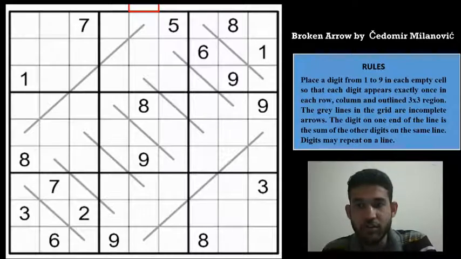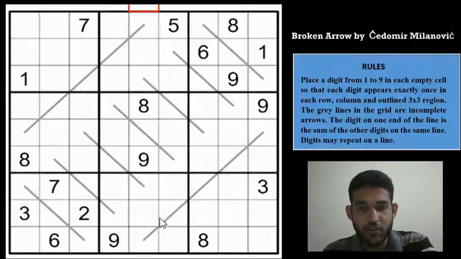Moving on to the rules. You have to place the digits from 1 to 9 in each row, column and box, standard classic rules. In addition to that, there are some grey lines given in the grid as you can see. And the digit on one end of the line will be the sum of the other digits on the same line, and digits may repeat on a line.